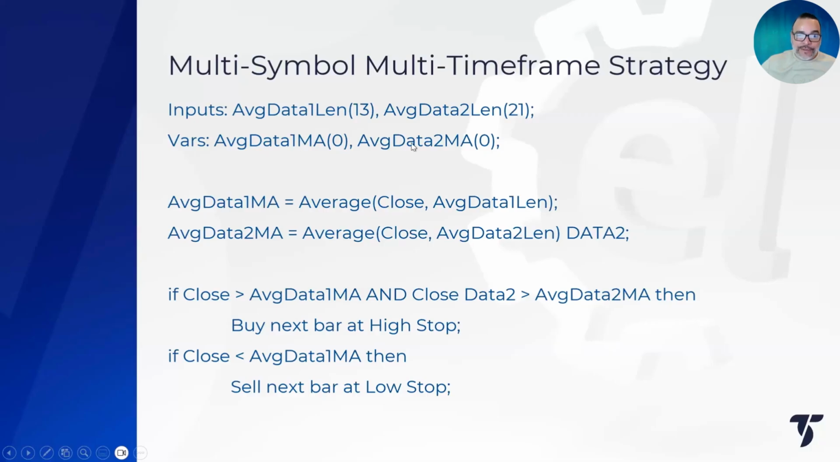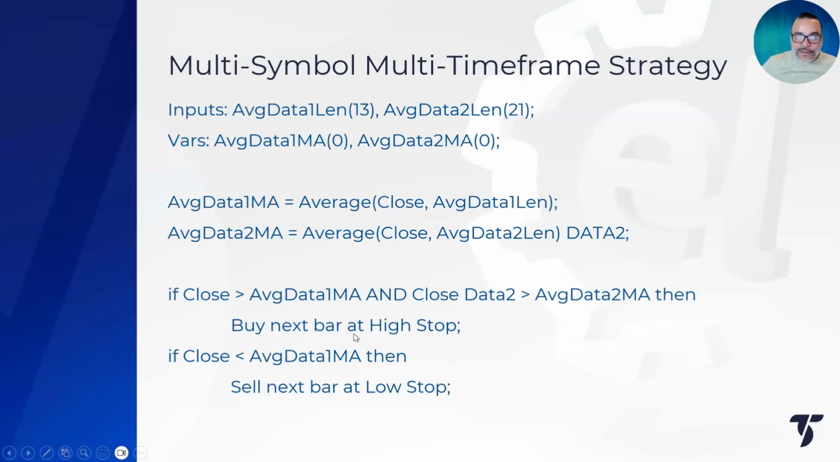We are calculating two averages, an average of data one and an average of data two. You can see that's just a straight function. The difference on the second one is that we have the modifier data two at the very end, so it knows to use the data from data two.